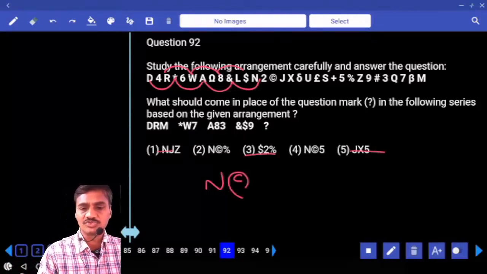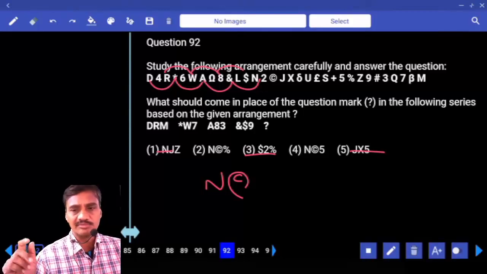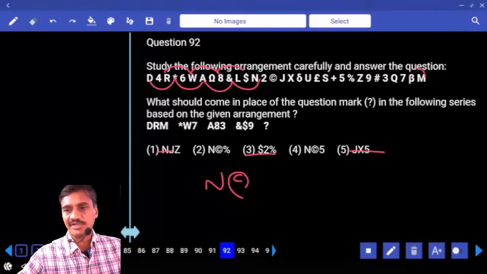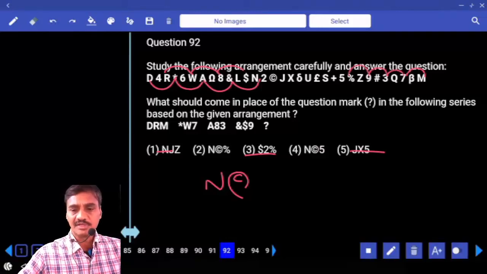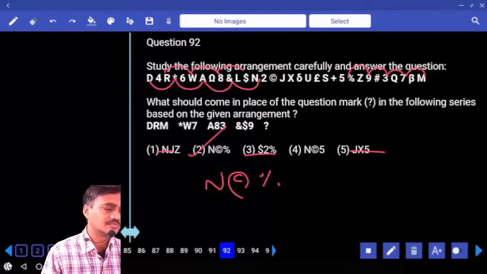So we are left with these two choices. Look at the last element: M and 7 is a difference of minus 2, 7 and 3 is minus 2, 3 and 9 follows, and then 9 and percentage. Then what is your answer? Choice 2, question 92.